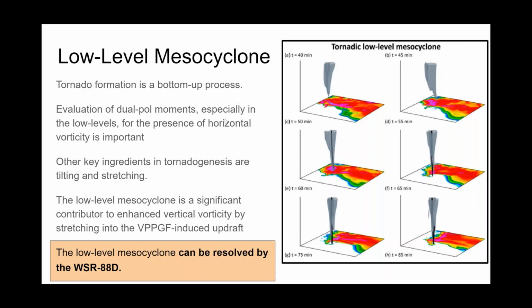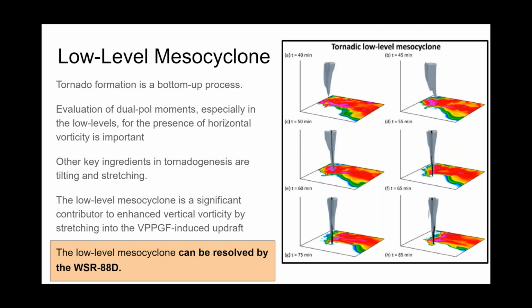But as far as just analyzing the low-level mesocyclone, this is important because that low-level rotation is a significant contributor to enhanced vertical vorticity at the ground level through stretching. It generates that vertical pressure gradient force, and it stretches that vertical vorticity that exists at the ground, stretches it up and helps enhance it, magnify it into that tornado vortex itself.